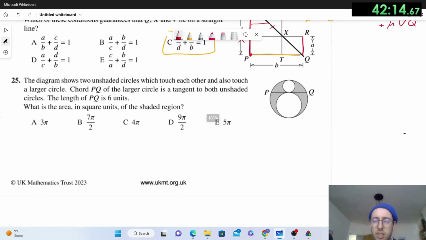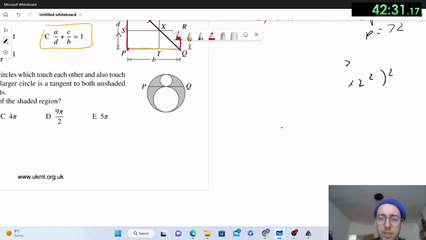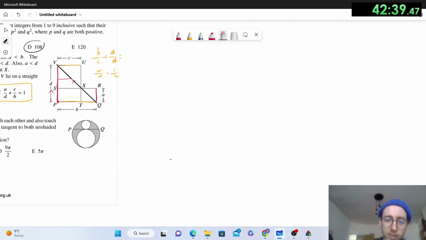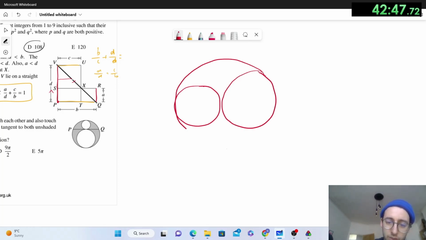Chord PQ of the larger circle. I'm still thinking about that pentagon question from earlier as well. Two tangents which touch the larger circle. Okay, this is also going to be a big redraw job. Let's just rub everything out. There's also something about two circles inside a bigger circle, about their radii. I don't exactly remember what it is.